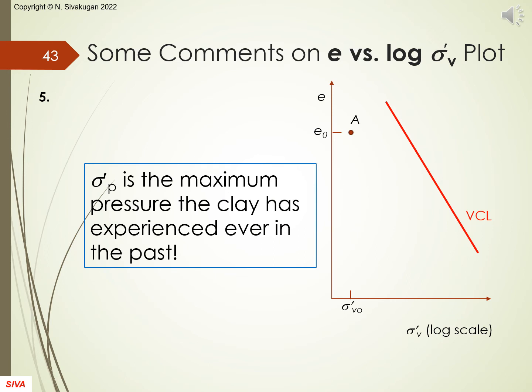The point A defines the in situ values of the void ratio and effective stress. With the VCL fixed in the space, the pre-consolidation pressure is fixed too. In its geologic history, the clay must have followed VCL and unloaded to reach the current state. This may have happened hundreds of years ago. The clay still remembers that.